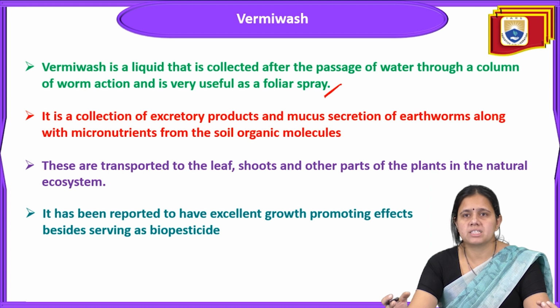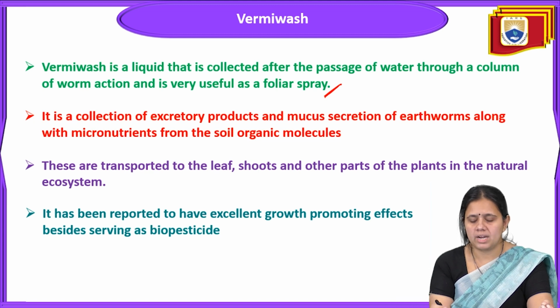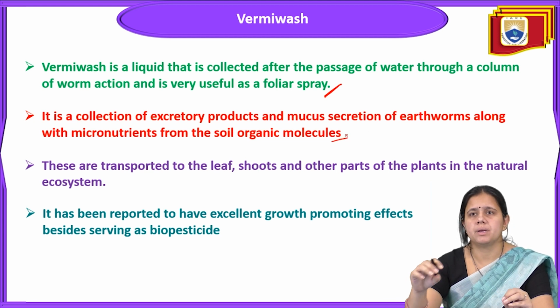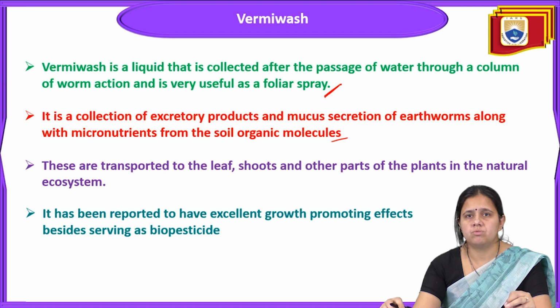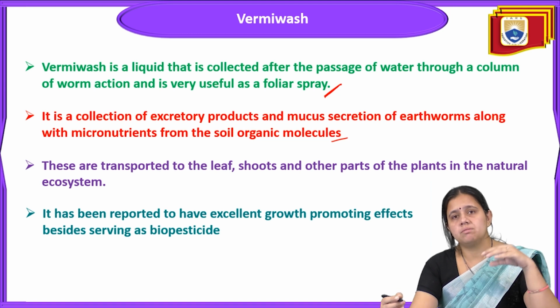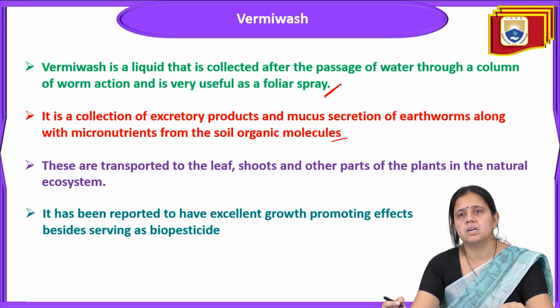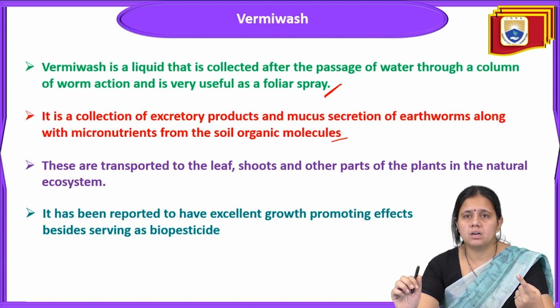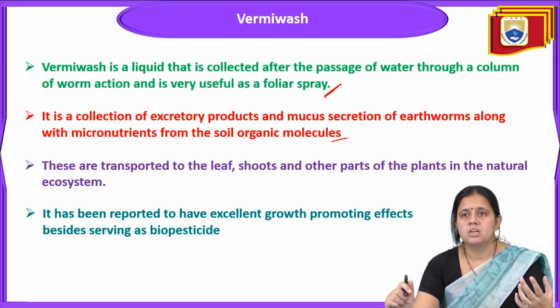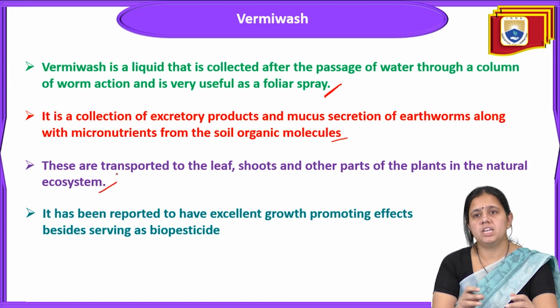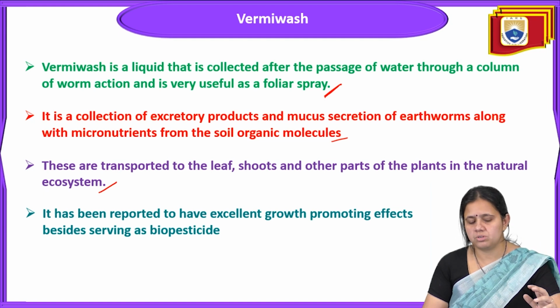It is a collection of excretory products and mucus secretions of earthworms along with micronutrients from the soil organic molecules. These are transported to the leaf, shoot, and other parts of the plant in the natural ecosystem.